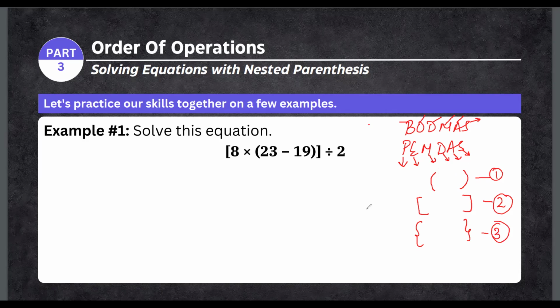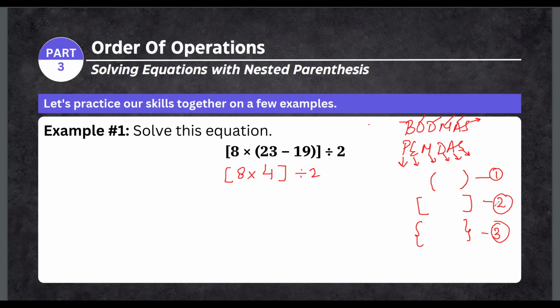So let's start. Now 8 times (23 minus 19). This is our curved bracket. As I told you, this one we have to solve first and the rest of the equation we have to write as it is. So 23 minus 19 is 4. Since we have solved it, I'm not putting it inside the bracket. Now square bracket divided by 2.